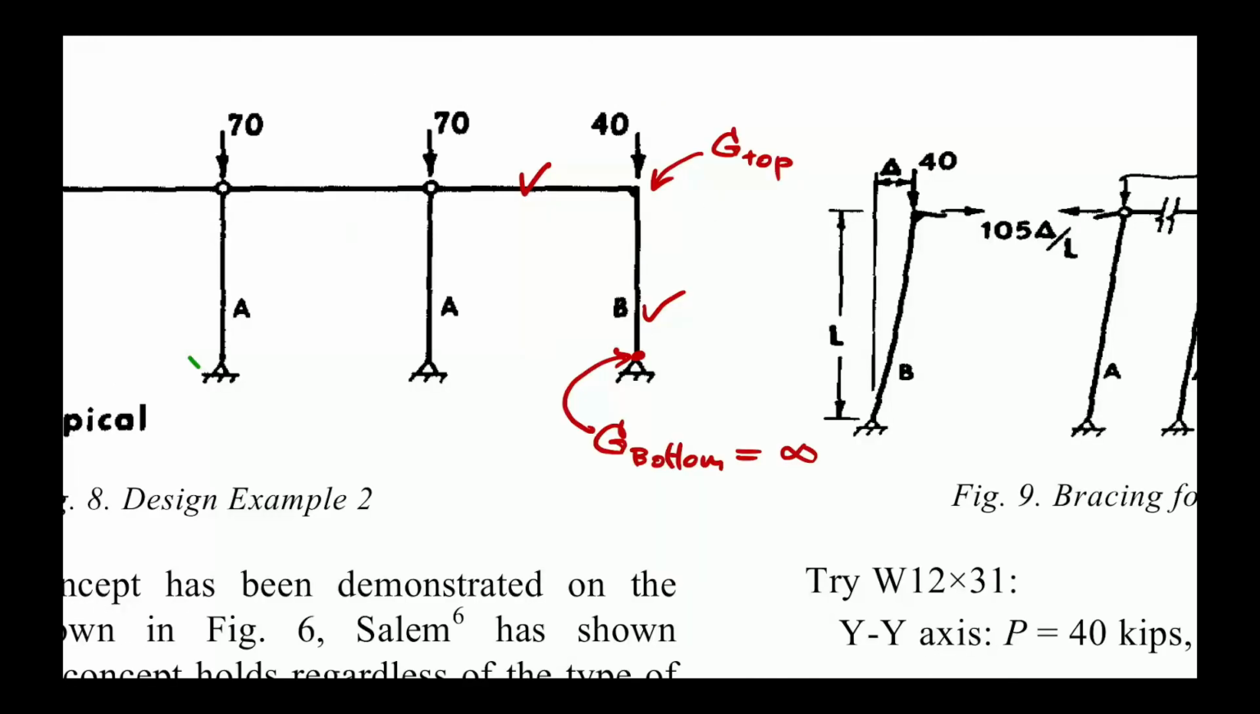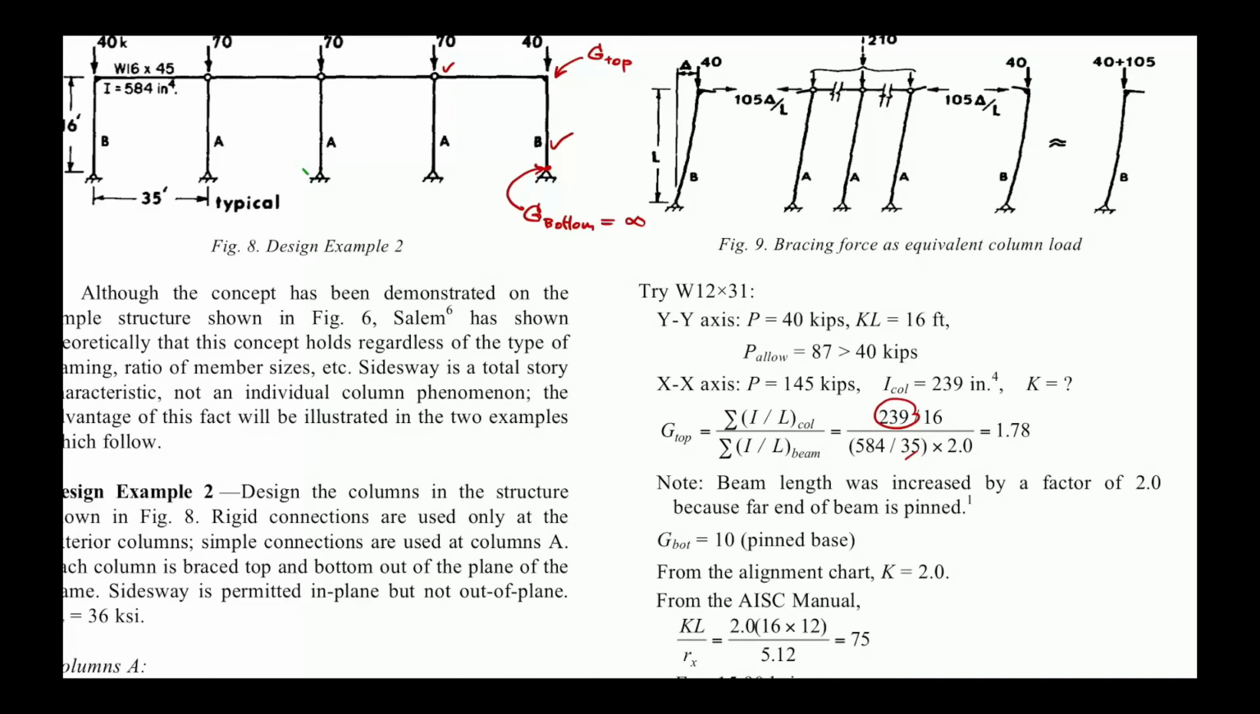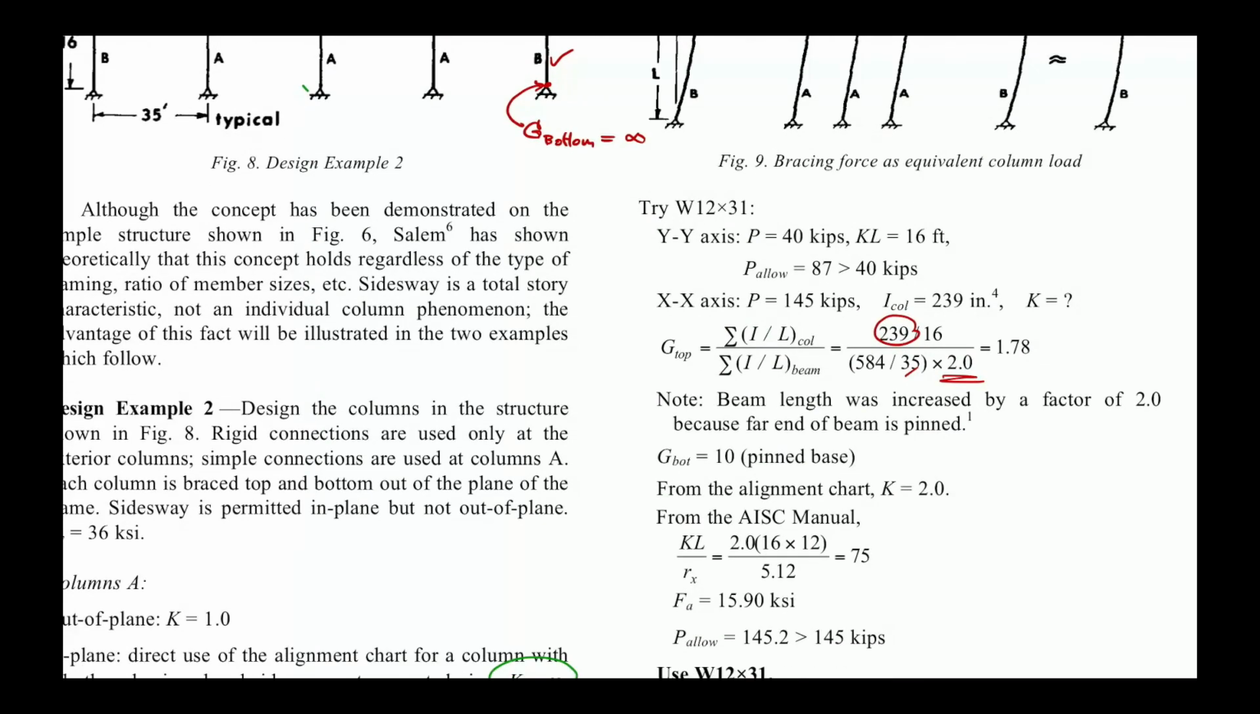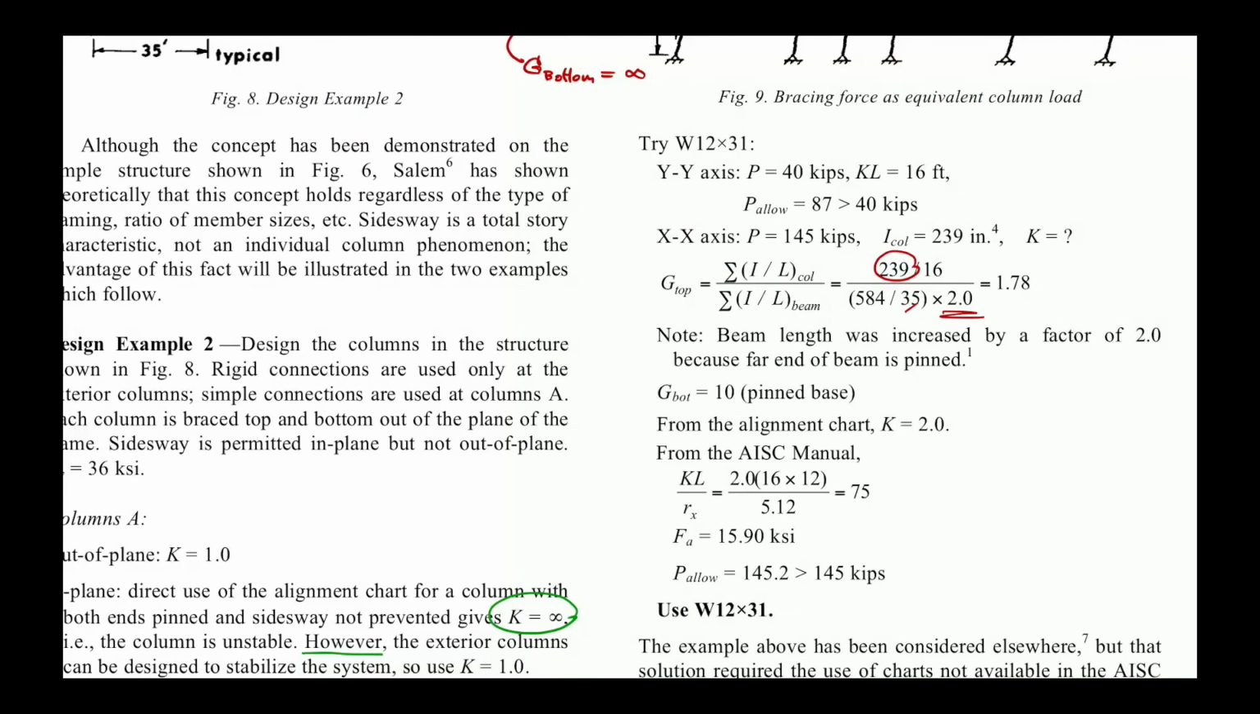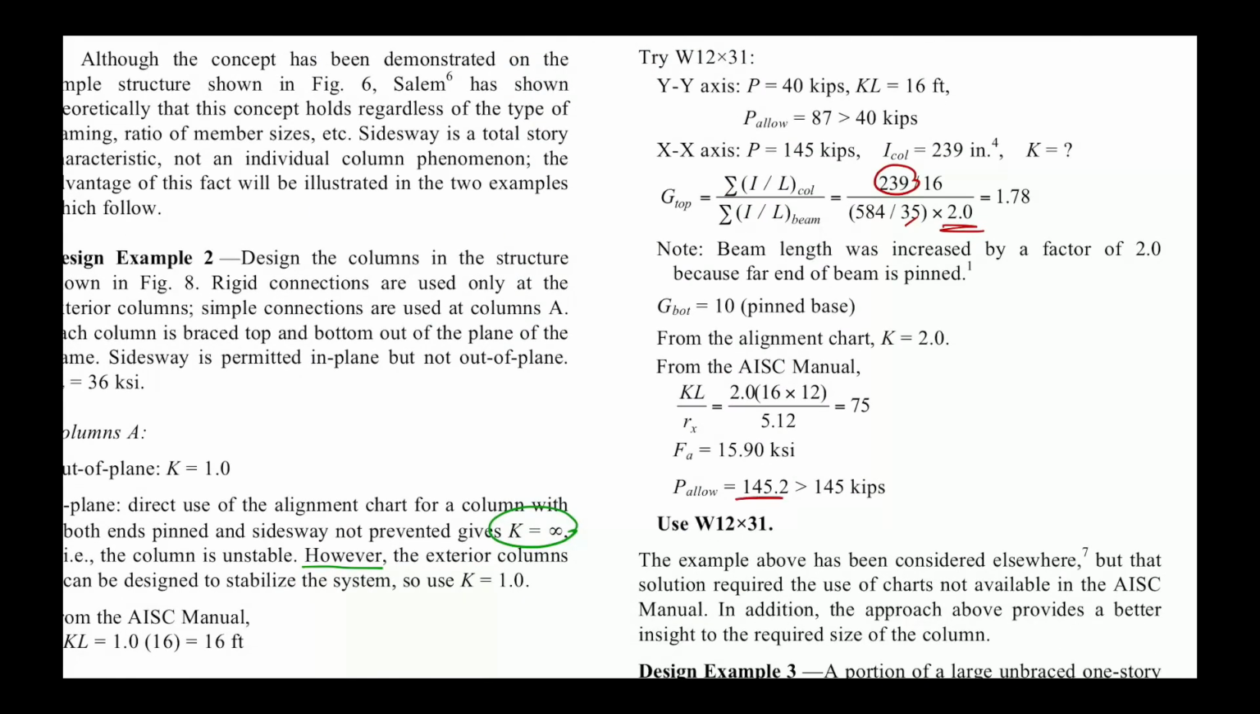Far end of the beam is pinned. So it comes to this, like the moment distribution. And then determine the K from the alignment chart, etc. So you just need to come down to this point here, where you get the allowable stress, the allowable strength of the column being greater than 145 kips.